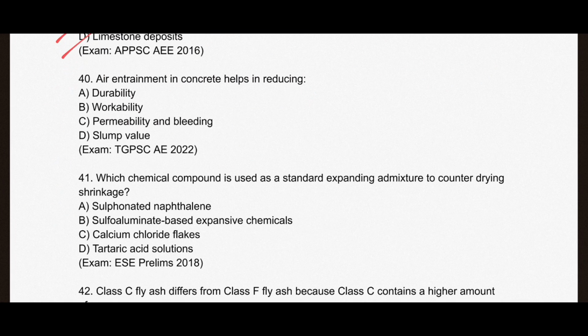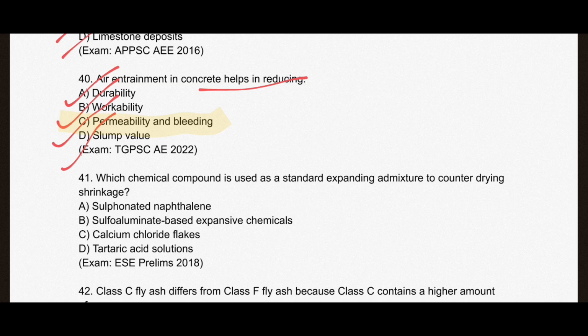40th question. Air-entrainment in concrete helps in reducing option A durability, option B workability, option C permeability and bleeding, option D slump value. Answer వచ్చేసి ఏంటి, it reduces permeability and bleeding. So option C is the correct answer. మనకి వర్కబిలిటీ అనేది ఇంక్రీజ్ అవుతుంది. ఓకే, సో ఆప్షన్ బి కాదు.